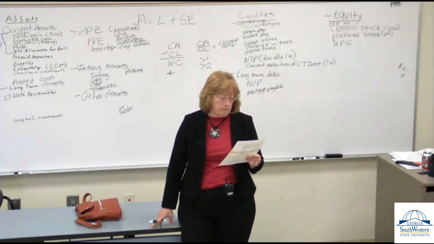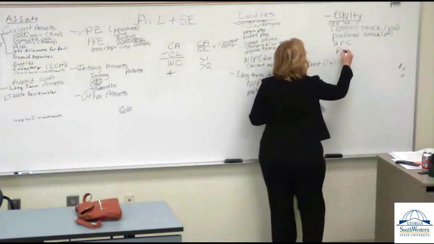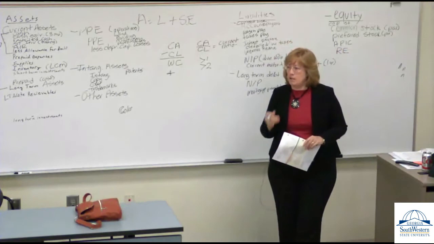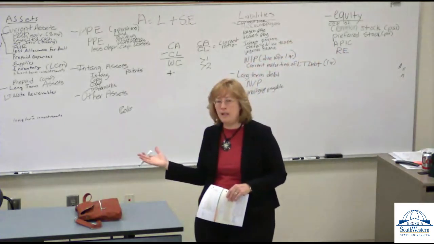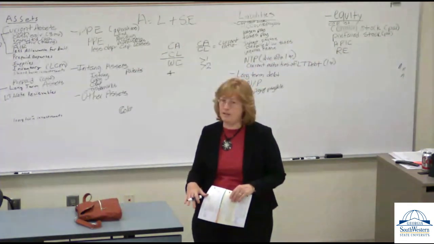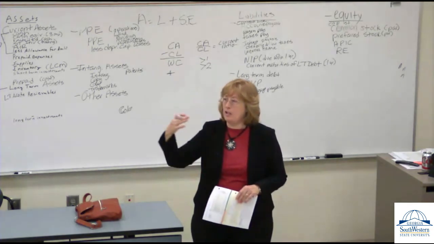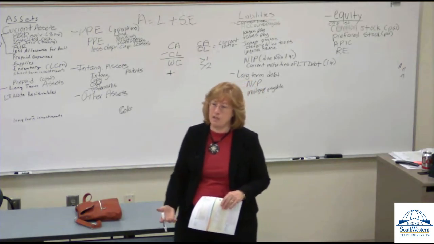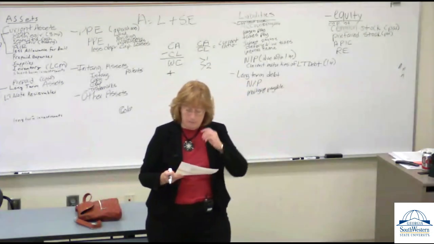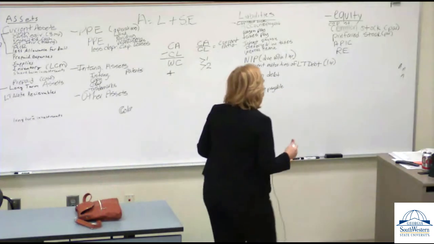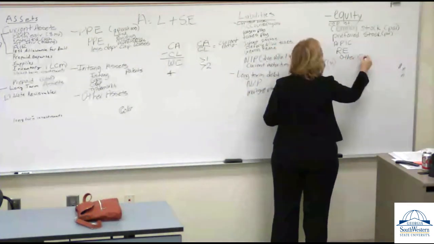Now, also in this section we have retained earnings, which is the accumulated earnings of the company that have not been paid out in dividends. Remember, retained earnings is the beginning balance plus net income minus dividends equals the ending balance of retained earnings. So retained earnings is accumulated from the beginning of the company that hadn't been paid out in dividends. And then remember we have other comprehensive income.